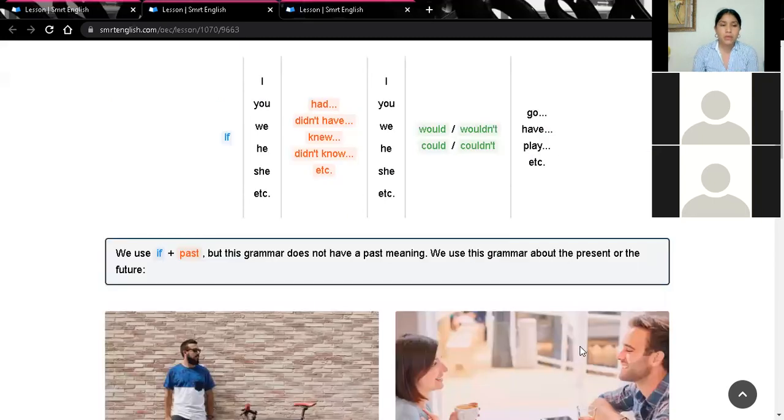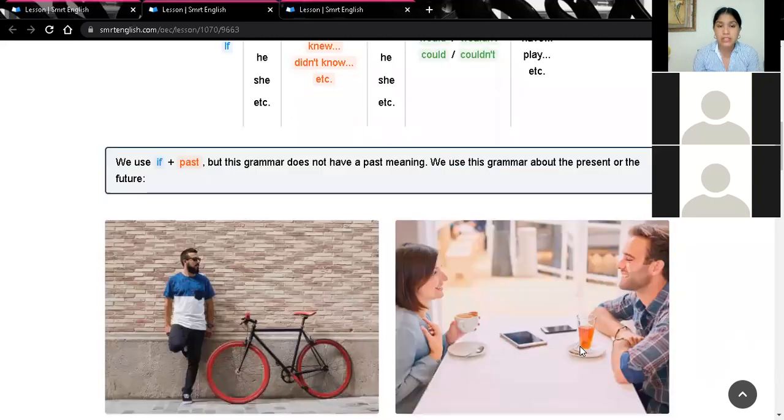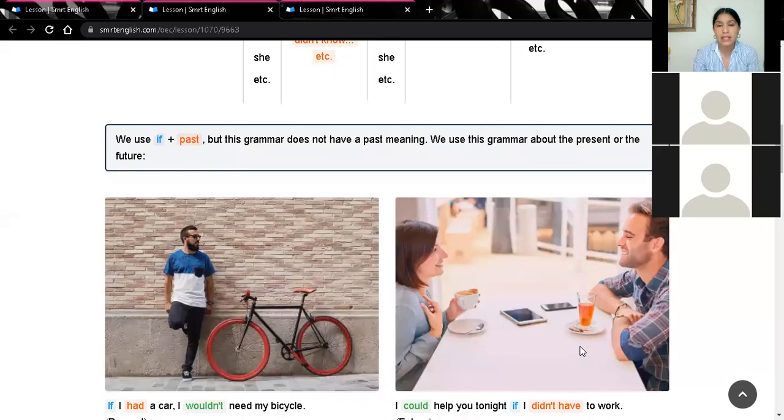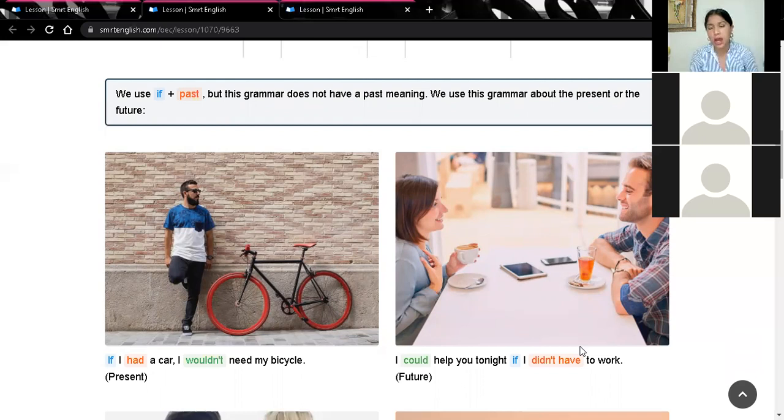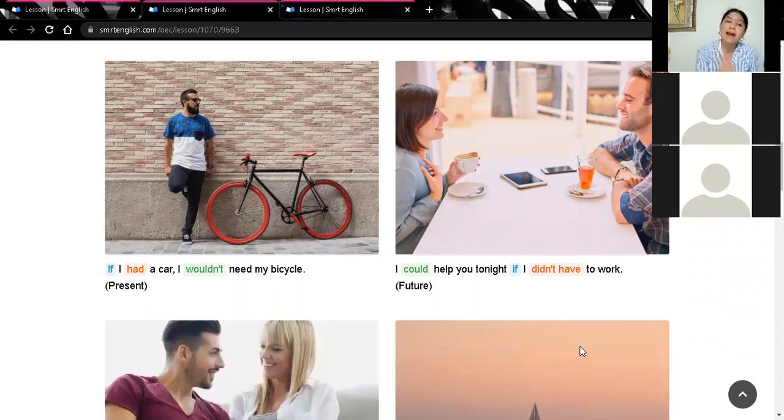Now, we use if plus past, but this grammar does not have a past meaning. What does it mean? That we're not talking about the past tense. We just use it for the structure. Because we use this grammar about the present or the future, we're just talking about a hypothetical situation, because it's not real. For example, if I had a car, I wouldn't need my bicycle. What does it mean? As I told you before, it is the opposite. If I say, if I had a car, I wouldn't need my bicycle, it means that I don't have a car. So I'm just imagining, it's not real.